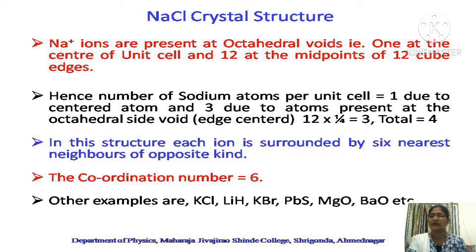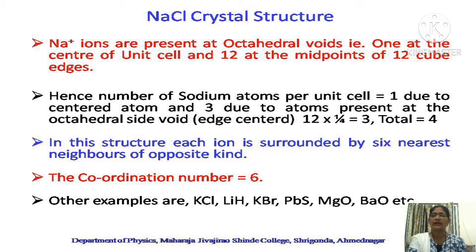It comes out as 3, because each edge-centered atom is shared by 4 unit cells. Therefore, the contribution of each edge-centered atom is 1/4, and there are 12 such edges. So 12 into 1/4 comes out as 3. Therefore 1 due to the center atom and 3 due to the midpoints of the 12 cube edges, and the total number of Na plus ions comes out as 4.